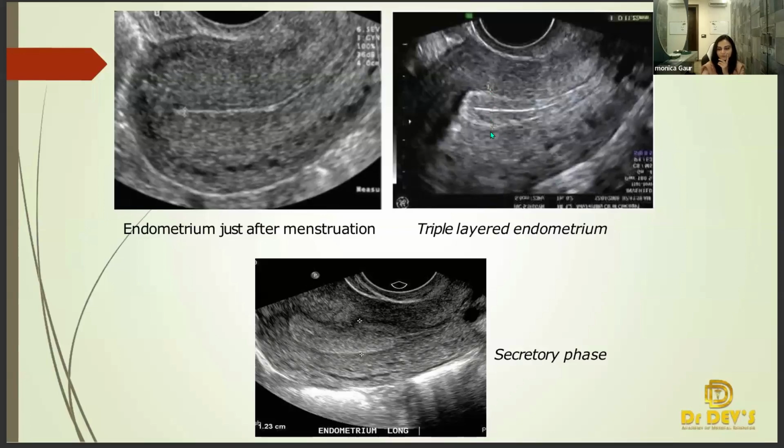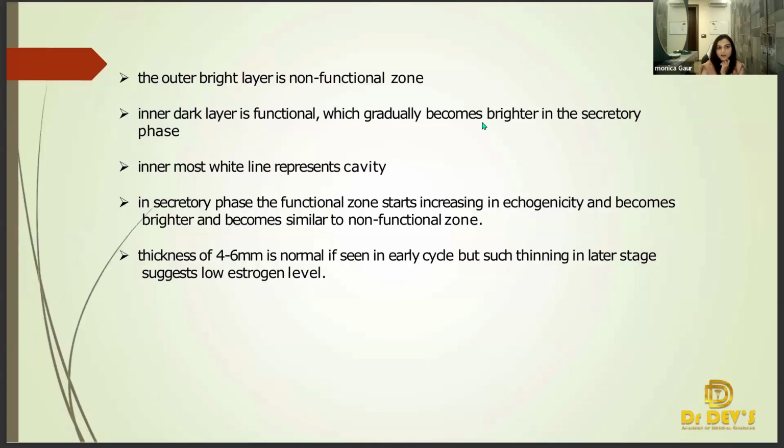Appreciate the 3 lines of endometrium. 1, thick line, echogenic. 2, hypoechoic line. 3rd is the most echogenic line. Now 1, 2, 3. This is outermost. This is the middle part, and this is the echogenic part, which is the cavity. This represents the cavity. Whenever implantation occurs, it will occur on this part of the cavity. Going back, outer bright layer is non-functional, inner dark layer is functional, innermost represents cavity.